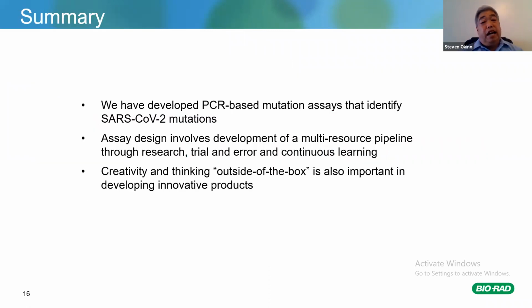So this is our summary. We developed these PCR-based mutation assays. They identify SARS-CoV-2 mutations. The assay design involves development of a multi-resource pipeline, like the aligner, everything. And this took a lot of trial and error and continuous learning. At first, it took like a couple of days to develop an assay. Now it probably takes an afternoon or so, not counting the time that the aligner takes.